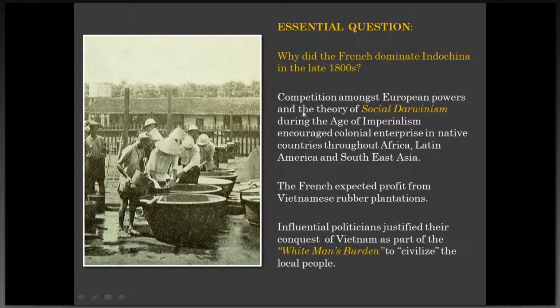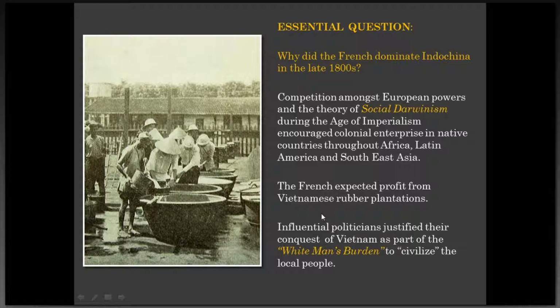So essential question, why did the French dominate Indochina in the late 1800s? This is due to dynamics on the European mainland significantly. Competition amongst European powers and this theory of social Darwinism during the age of imperialism encouraged colonial enterprise in native countries throughout Africa, Latin America, and Southeast Asia.